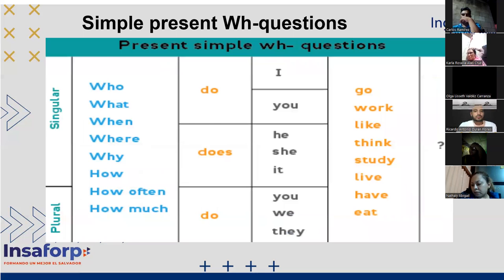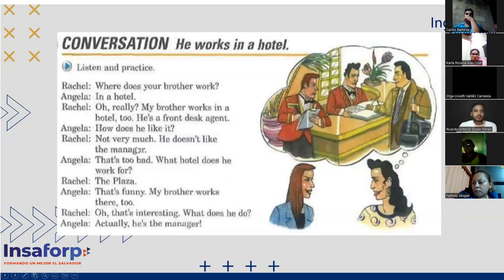Okay. Now we're going to review the grammar, okay? If grammar is important for you, this is the point of grammar today. How to make simple questions, present simple WH questions. Todas las preguntas que hemos venido haciendo han llevado esta estructura, ¿ok? Cuando preguntamos who, what, when, where, why, how often, how much, le llamamos WH porque comienzan con una palabra que comienza con W o con H.